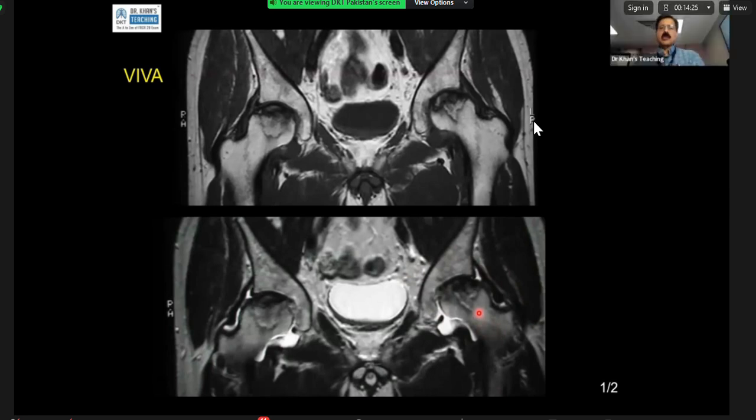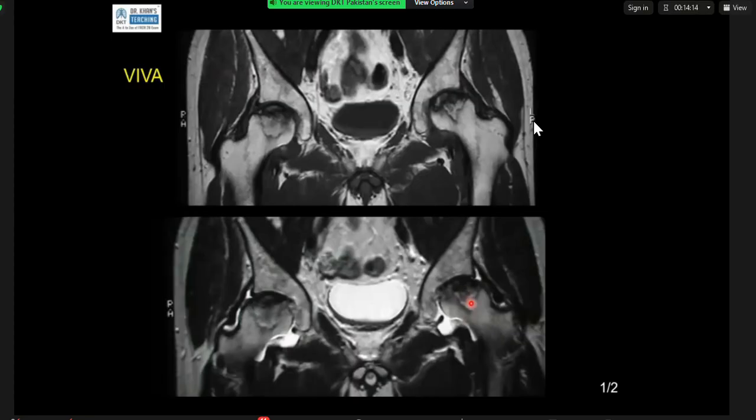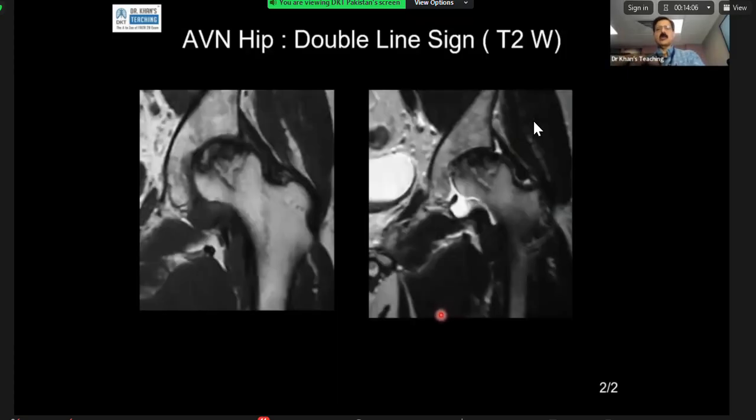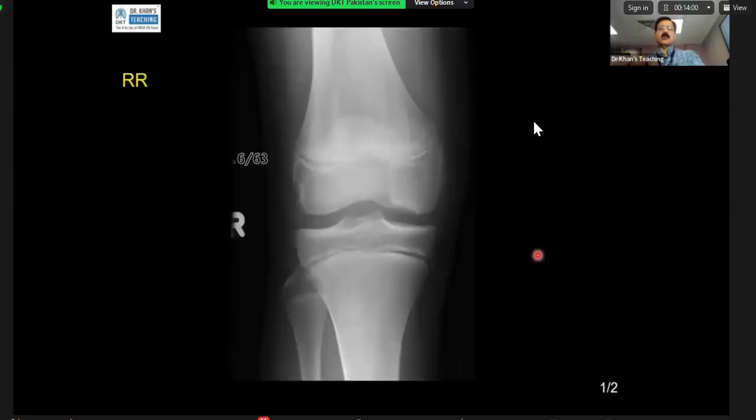Right. So here you can see that double line sign which I was mentioning. For example, this line where I am pointing out, this is low signal and the inner one is high signal. Here you are. Outer is low signal and the inner one is high signal, and this is what the double line sign is about. And this double line sign is always seen on a T2 weighted sequence.